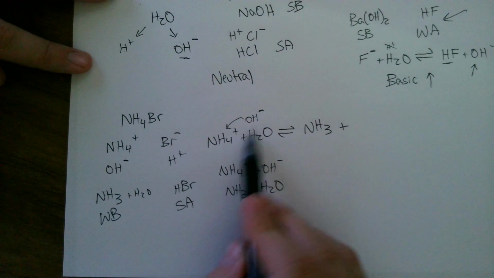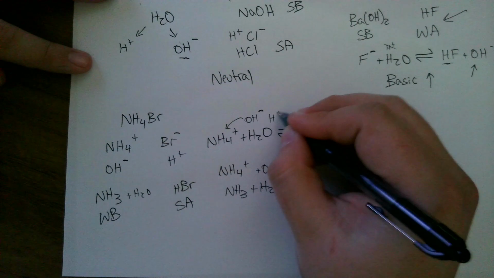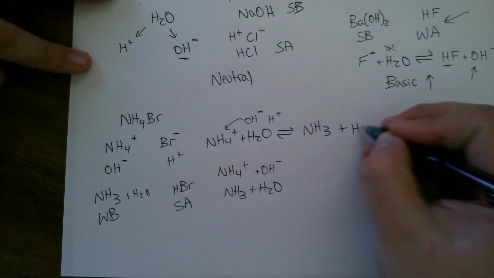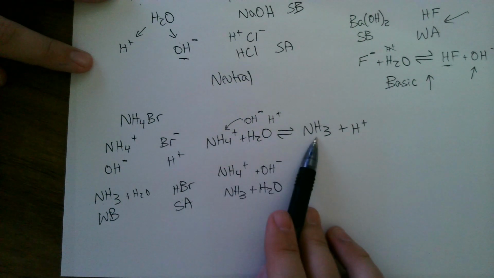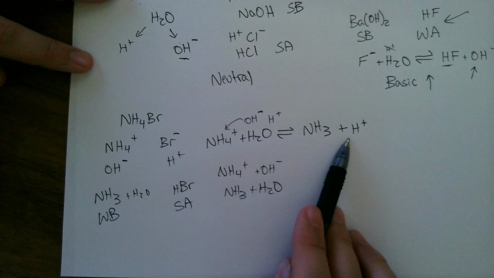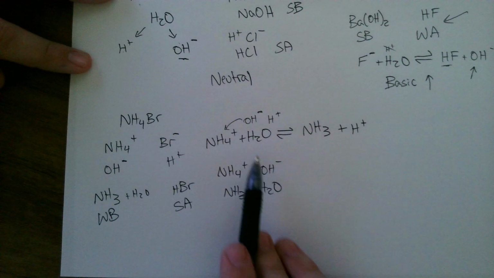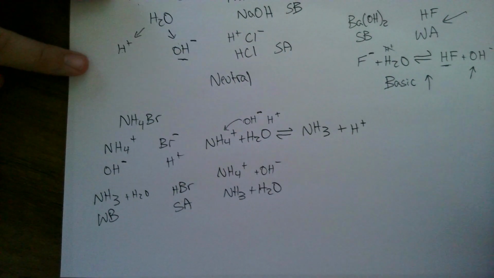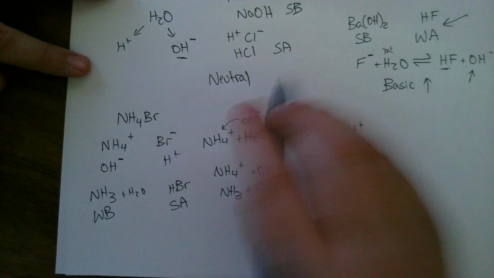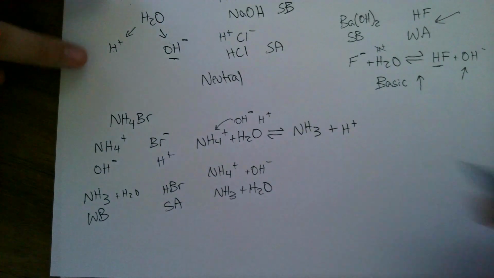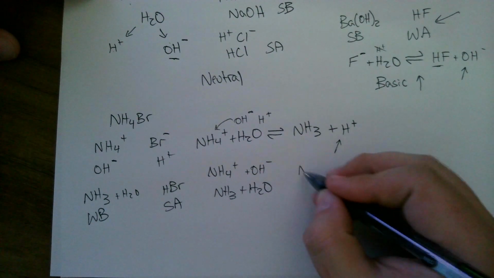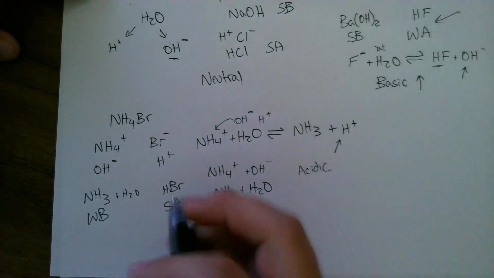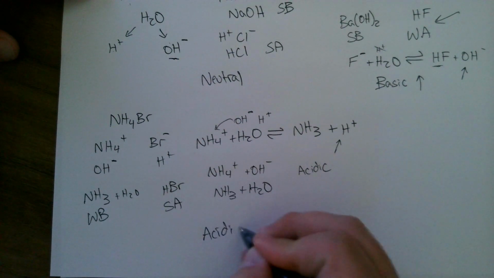Well, the other part of this water that was not donated is the H plus. That's our second product. NH4 plus water yields NH3 plus H plus. The water kind of goes away. Okay, that's a lot. We'll go through all of that more to get that idea in our heads. But H plus is produced here. H plus makes things acidic. So this is an acidic salt.